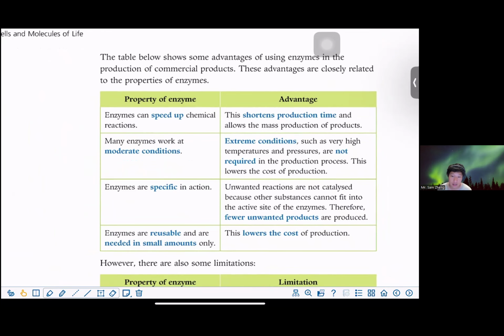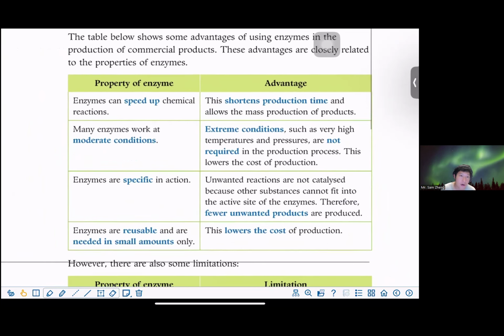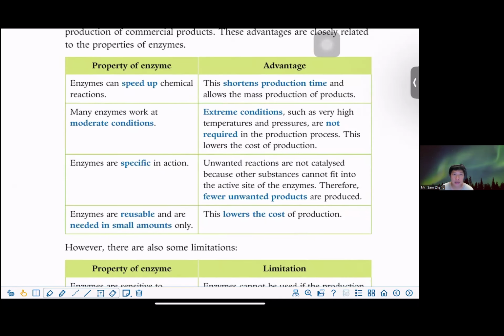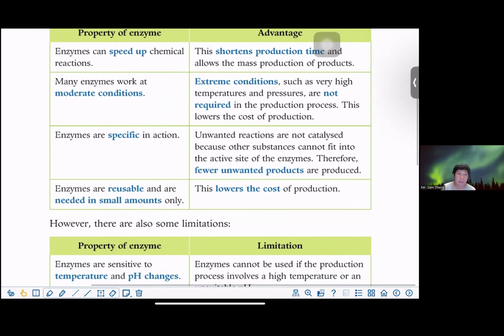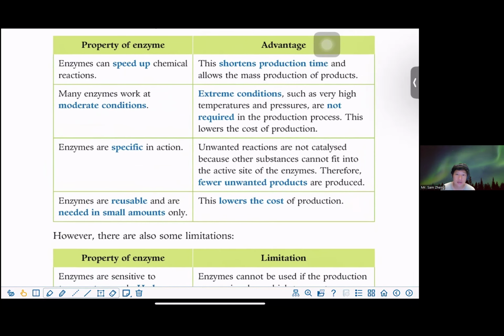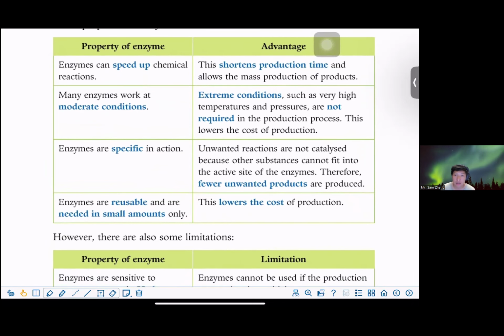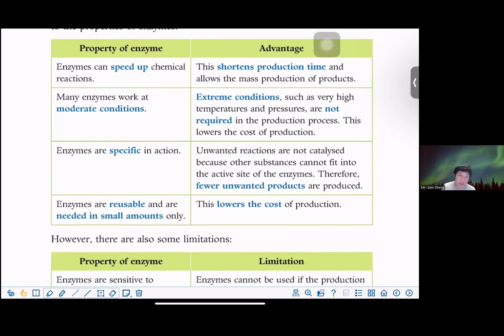So we can see that, based on these products, there are some properties of the enzymes. The enzymes can speed up the chemical reaction, and this also shortens the production time, and it allows mass production of the product. Many enzymes work at moderate conditions. In this case, this can help us to prevent extreme conditions, such as high temperature or pressure being required in the production process. So this can lower the production cost.